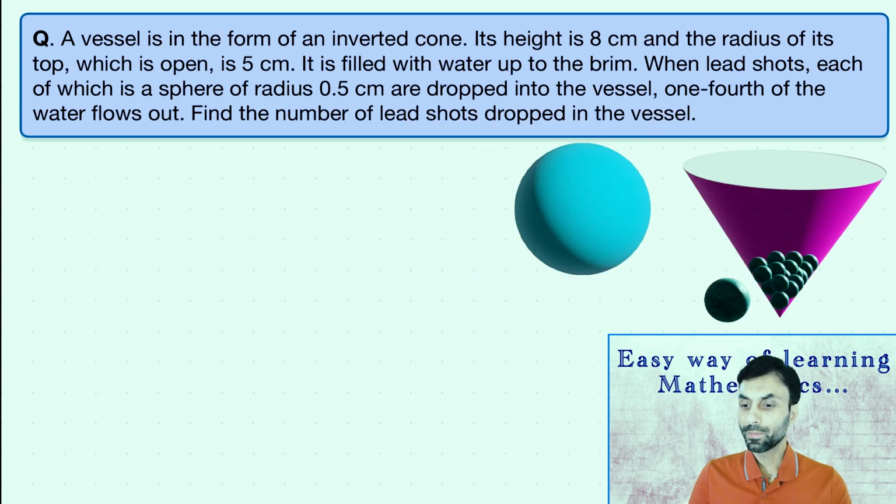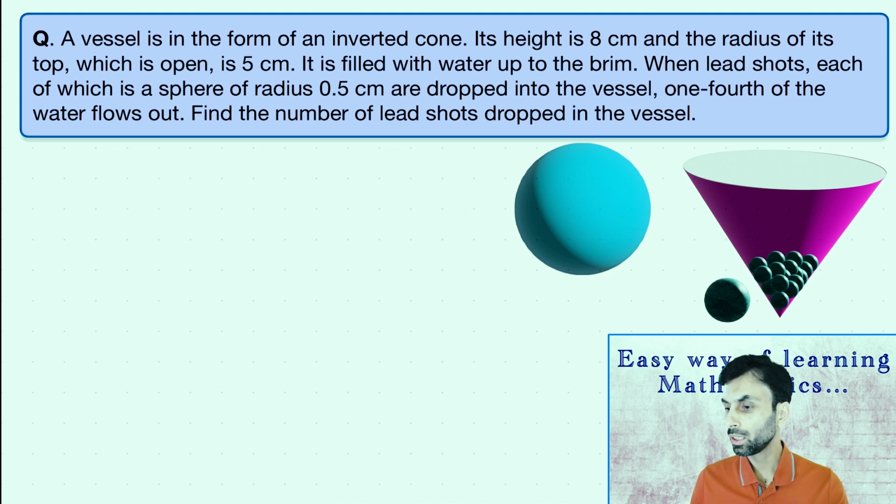The next question is, a vessel is in the form of an inverted cone. Its height is 8 cm and the radius of its top, which is open, is 5 cm. It is filled with water up to the brim when lead shots, each of which is a sphere of radius 0.5 cm, are dropped into the vessel. 1/4 of the water flows out. Find the number of lead shots dropped into the vessel.